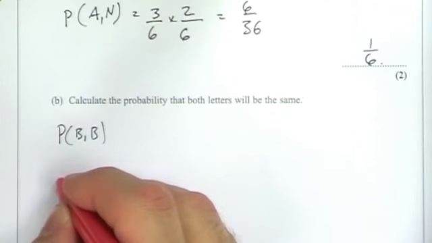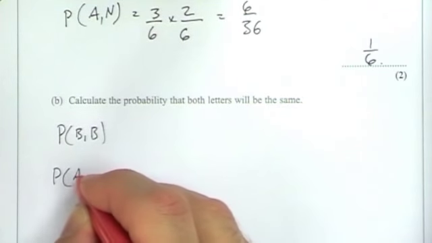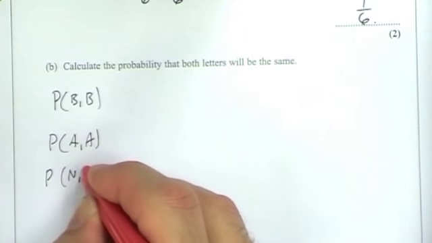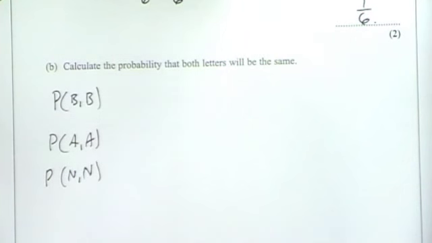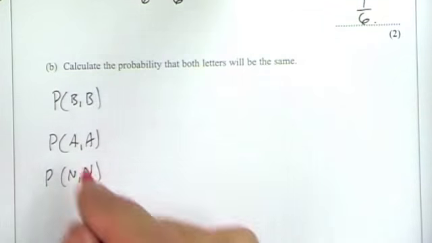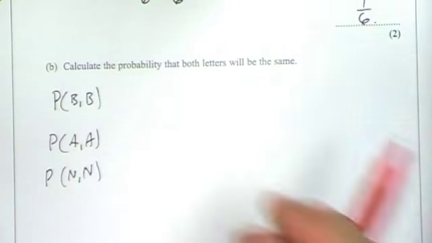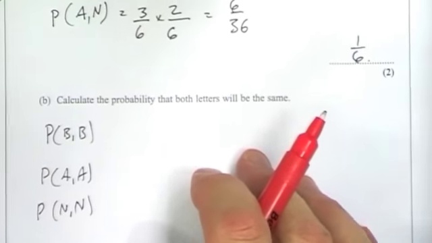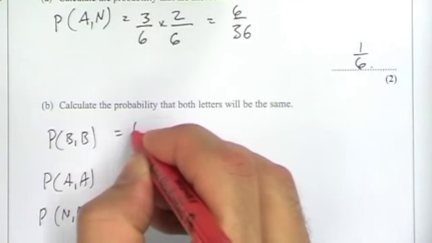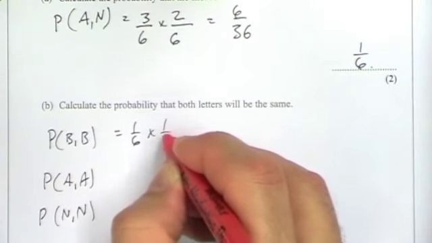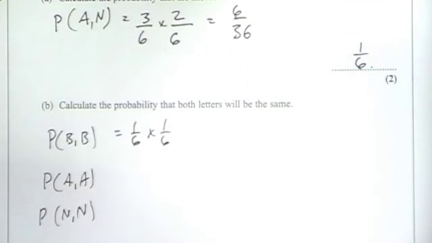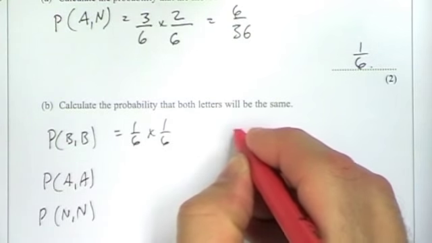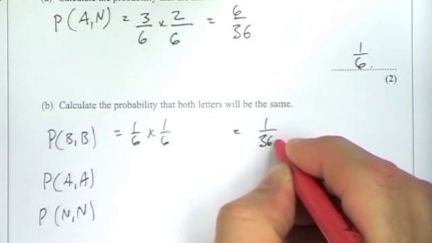I can get a probability of an A followed by an A, and the probability of an N followed by an N. Now that's the only way to get 2 letters the same, those 3 outcomes. And then I just work out the probability of each of them and add them together at the end. So BB, that's going to be 1/6 for the first B and 1/6 for the second B. Remember, it is replacement, so the probabilities stay the same. That comes to 1 over 36.